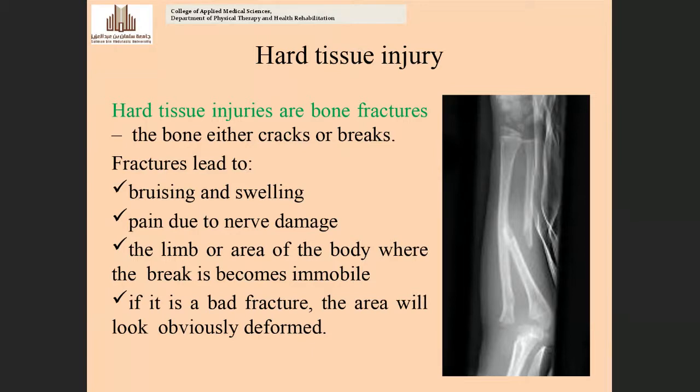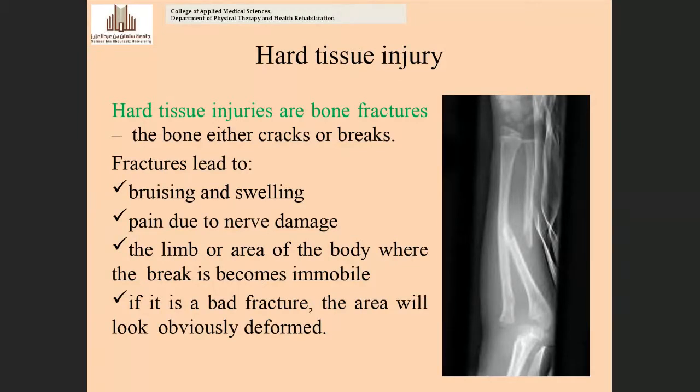The changes you can find, right? Just clinical features under the hard tissue injuries. You can see bruising and swelling. Bruising means you can have a localized rupture of the blood vessels, and the person will show the localized swelling in the particular region and pain, and there is a chance of nerve damage.